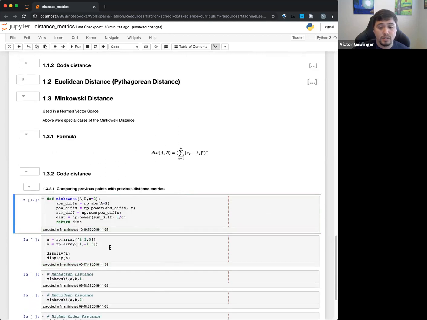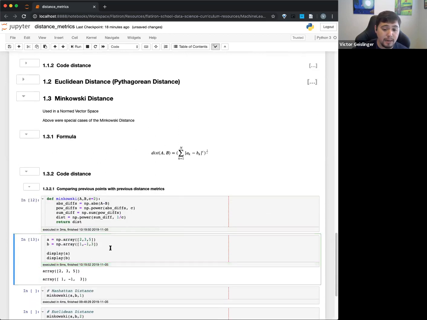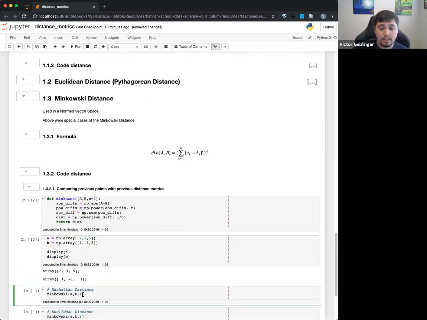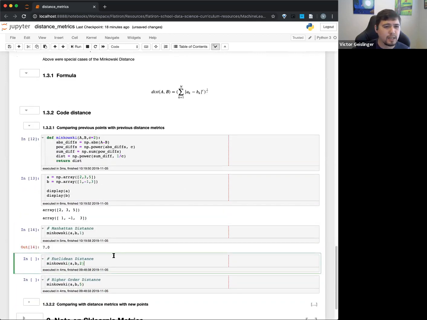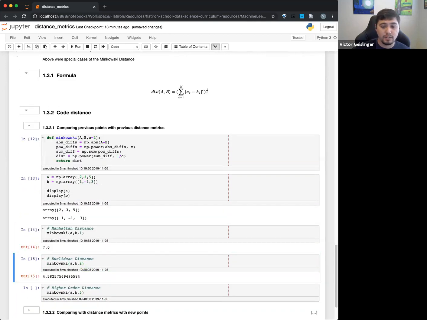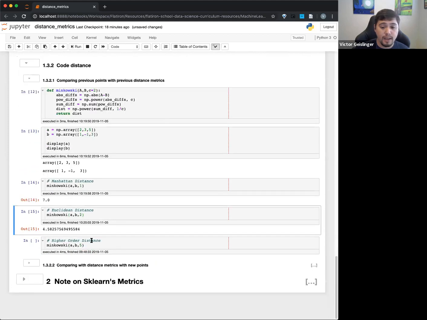Okay, so I'm just going to quickly show you a little comparison. We see the Manhattan distance, just C equal to 1, and we should get 7 in this case. Sure enough, we get 7. If we do Euclidean distance, I think it was 4.58, and sure enough, we get 4.58. And for Minkowski distance, let's say we do a higher order like 5, so C is equal to 5. What do you expect? Do you expect this number to be bigger or smaller than the Euclidean distance?